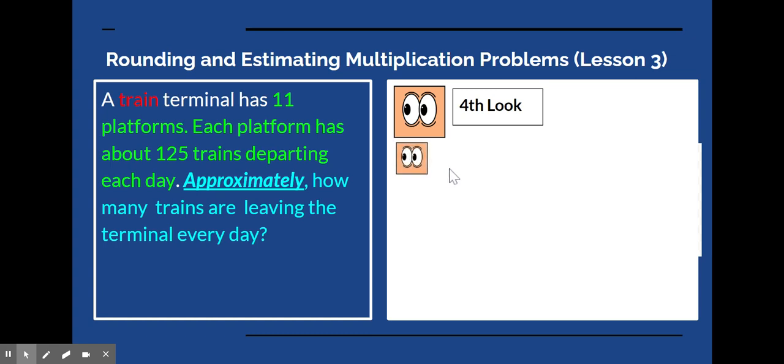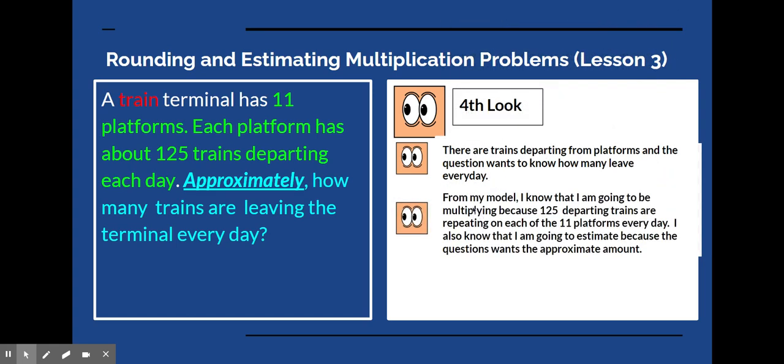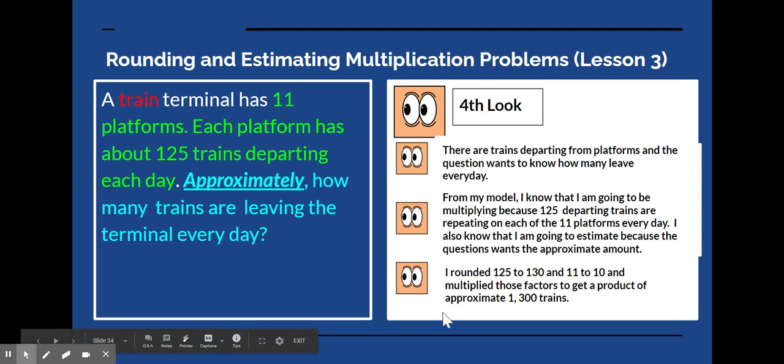So in our first look, there are trains departing from platforms, and the question wants to know how many leave every day. In our second look, from my model, I know that I'm going to be multiplying because 125 departing trains are repeating on each of the 11 platforms every day. I also know that I'm going to estimate because the question wants the approximate amount. And in my third look, I rounded 125 to 130 and 11 to 10 and multiplied those factors to get a product of approximately 1,300 trains. That is our fourth and final look of this problem.